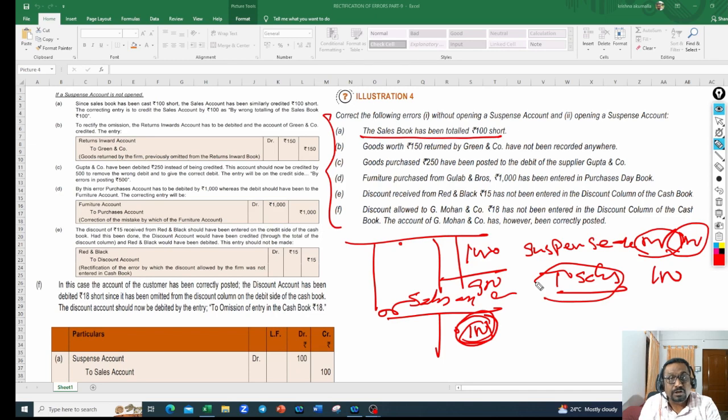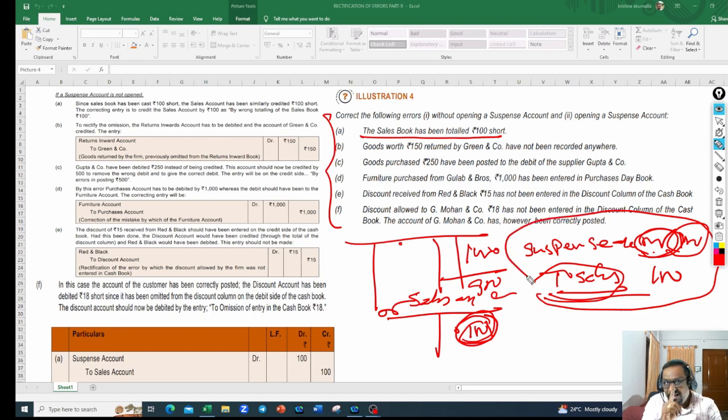But I also need to prepare a complete entry, right? Because I'm using suspense account, the suspense account must be having a credit balance in the trial balance. So that credit has to be rectified. If you want to rectify that credit, you need to debit suspense account. So suspense account is debited with 100 and sales account is credited with 100. This is what we need to post.